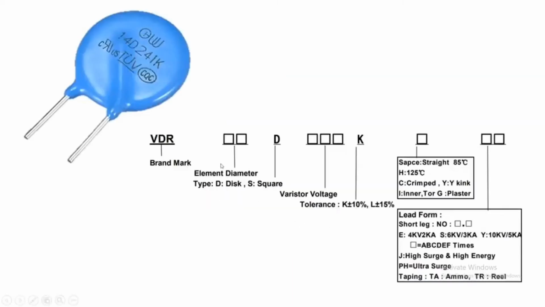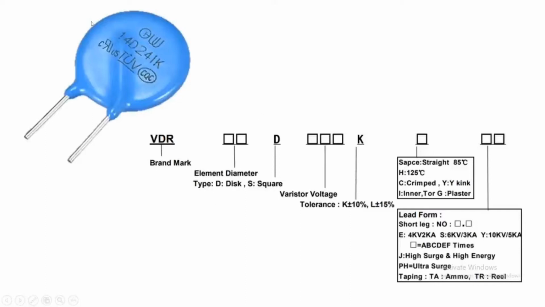So friend, how to find the value of the resistor? So this is the voltage dependent resistor. Here you can see at the top, the first 2 numbers indicate the diameter or the size of the resistor. So here it is 14, which means the diameter is 14 millimeter. The third letter shows the shape of the resistor. Here it's D.